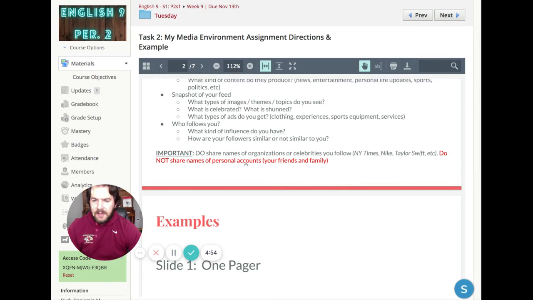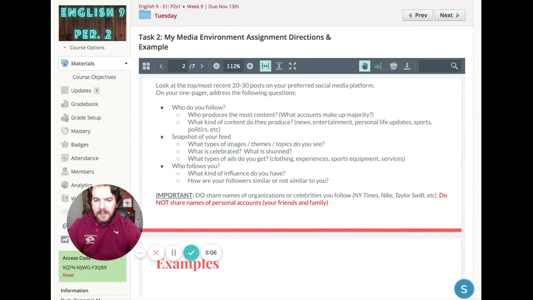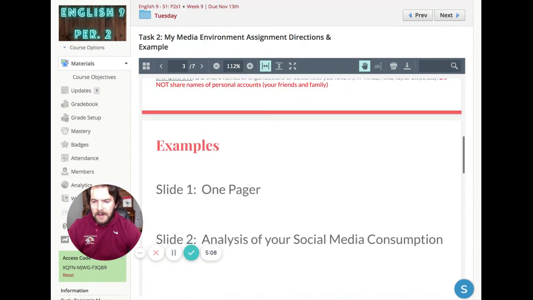Okay, but don't share names of personal accounts like your friends and family. You can summarize that stuff, but don't put it actually on your screen at all, just to make sure we keep account of everybody's privacy, that we don't want to put their social media feeds out there.